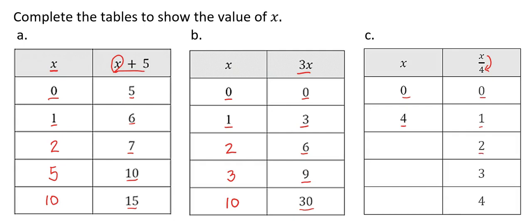Well, some number, when I divide by 4, I get an answer of 2. Well, that would be an 8. If I replace the x with an 8, 8 divided by 4 equals 2. If I replace the x with some number and divide it by 4, I get 3 for an answer. Well, 12 divided by 4 equals 3, so I would replace the x with 12.